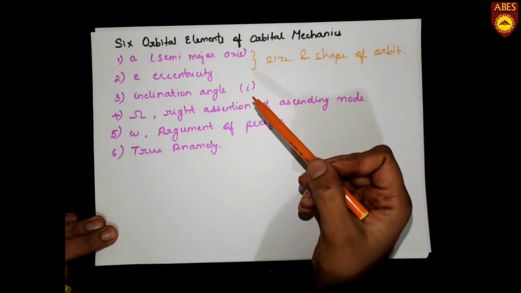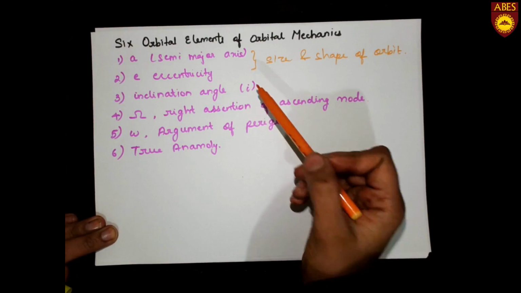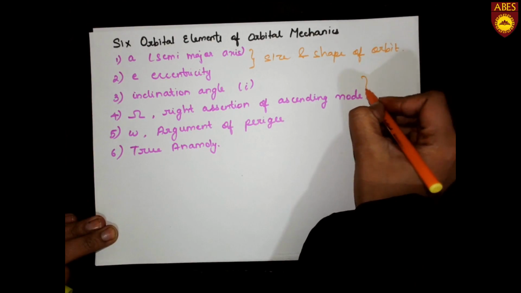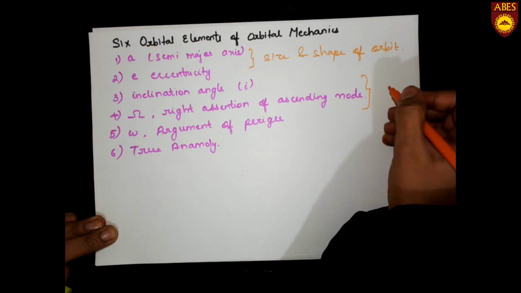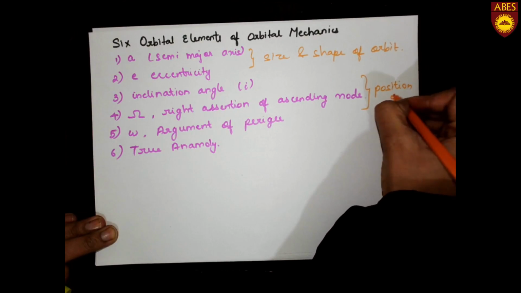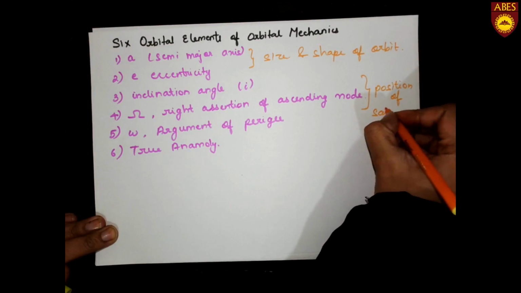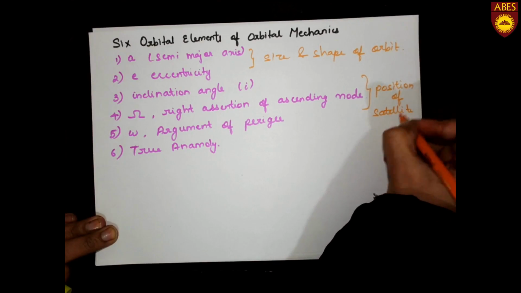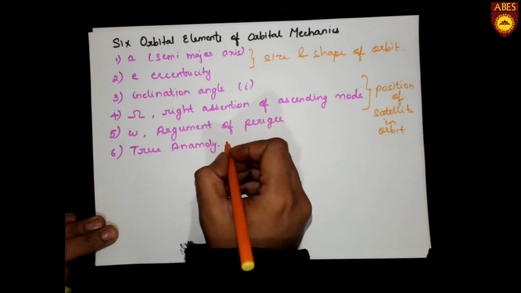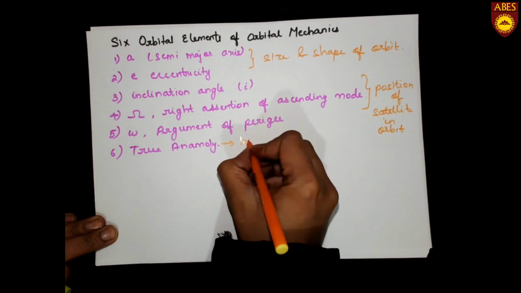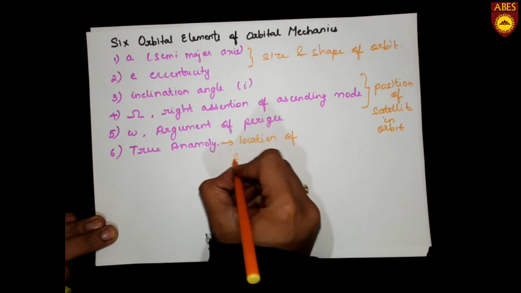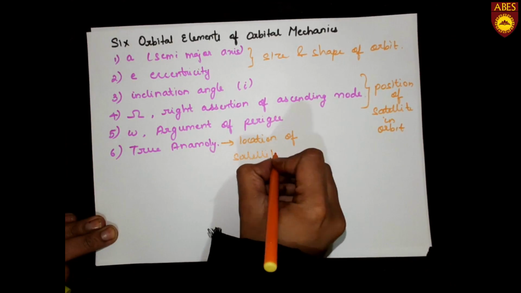Further, the next 3 elements, inclination angle, right ascension of ascending node and argument of perigee, are used to find the position of the satellite in orbit. And the last one tells the location, that is, where exactly the satellite is at the current time.